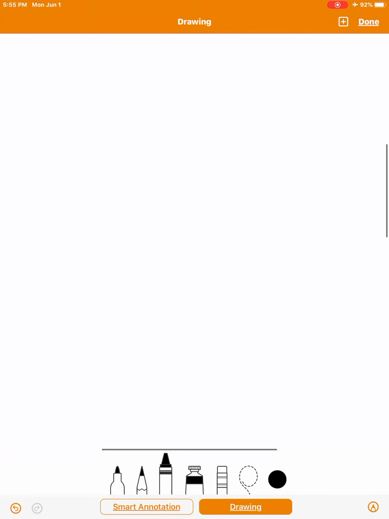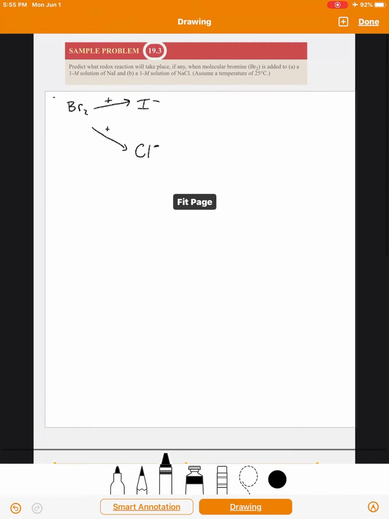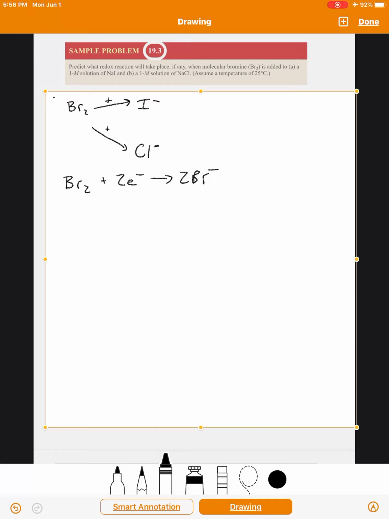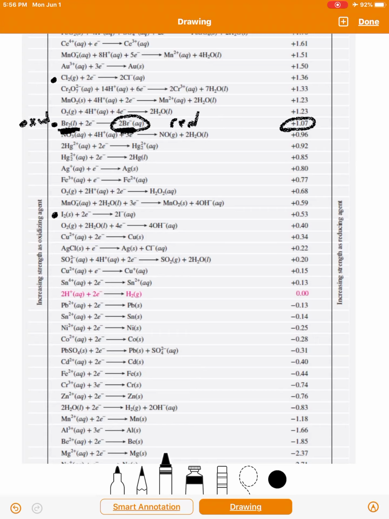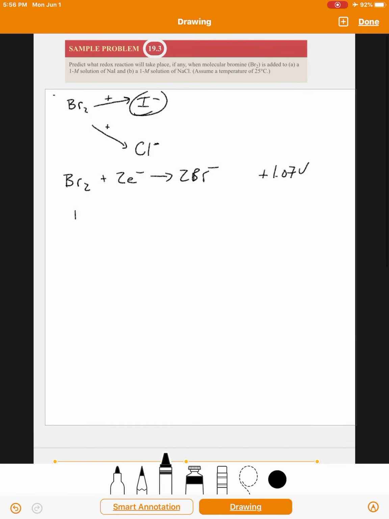So I'm going to come back over here. Let's make that a little smaller. We've got bromine, and the question is, is it going to do this? There's our information about bromine. So here's how you tell. Let's take the iodide first. I'm not going to write it down yet. I'm just going to look for iodine here. And here's iodine: I2 plus two electrons gives 2I minus, 0.53 volts.